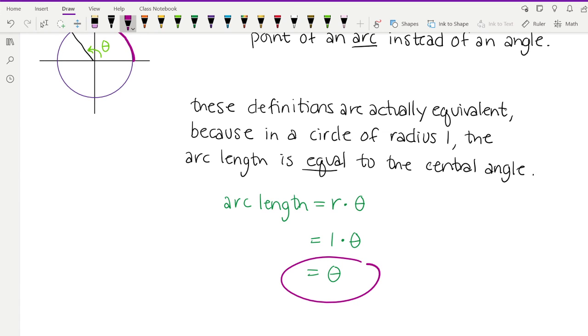All right, that is it for this video. As I mentioned, in the next video, we're going to do a whole bunch more with finding terminal points of angles on the unit circle. And yeah, I'll see you all in that next video.